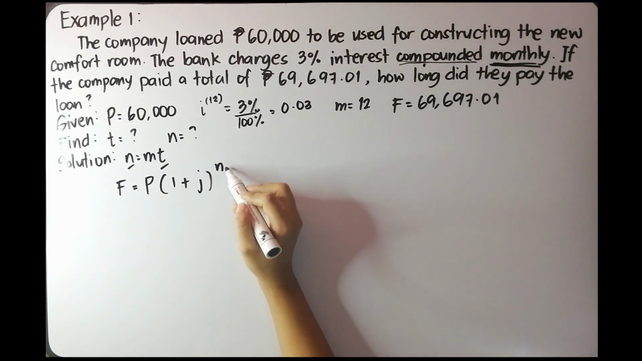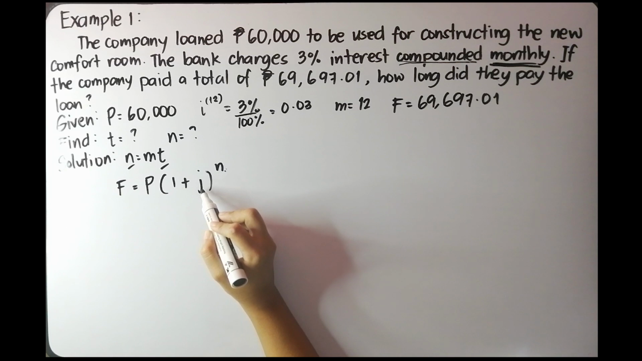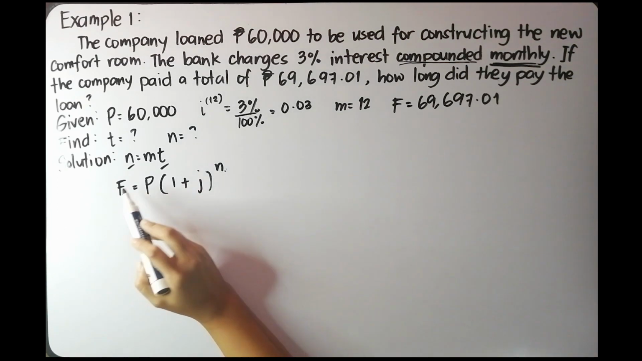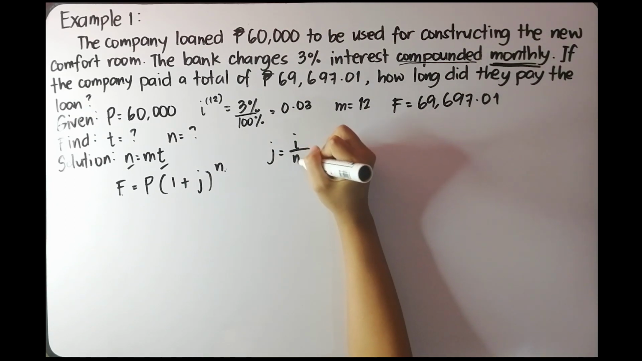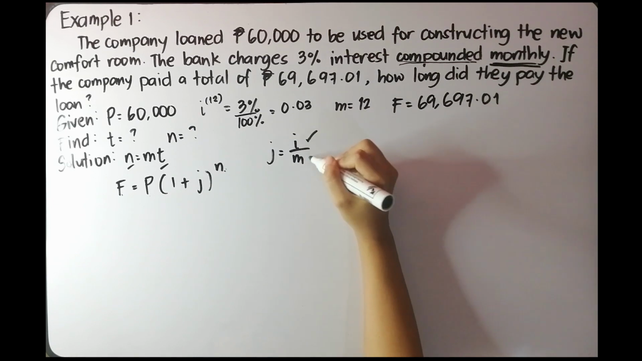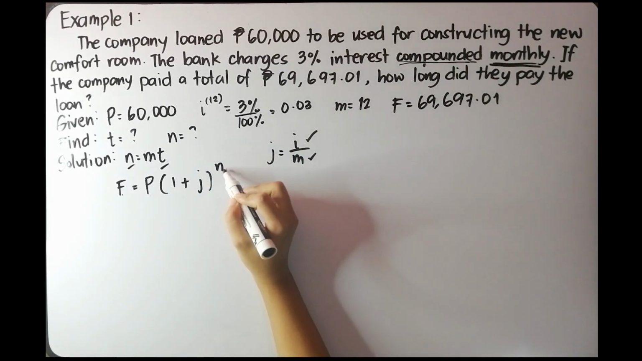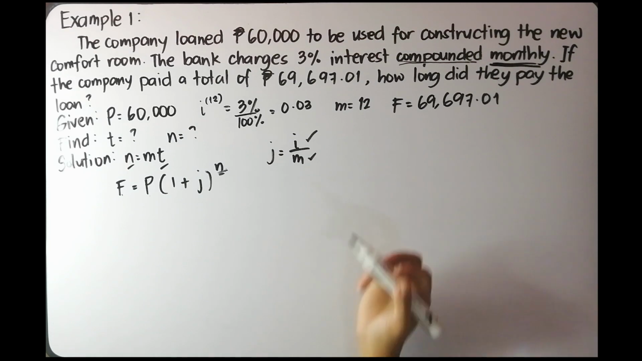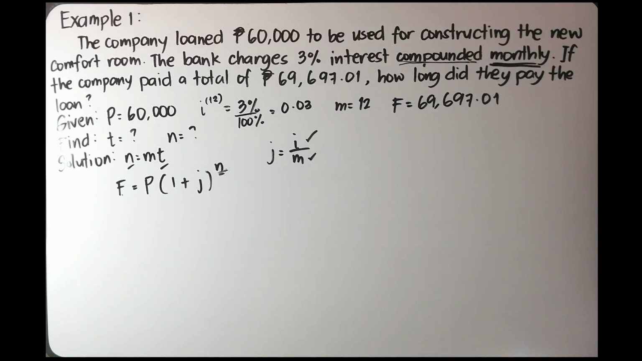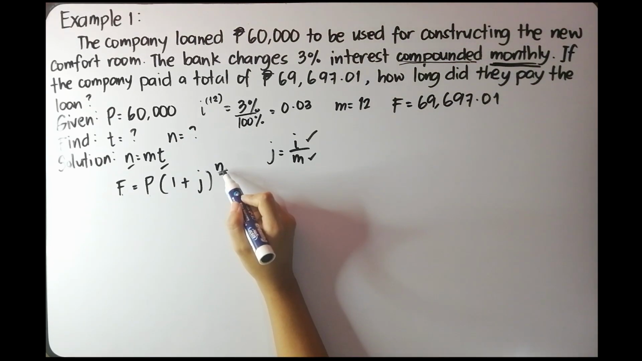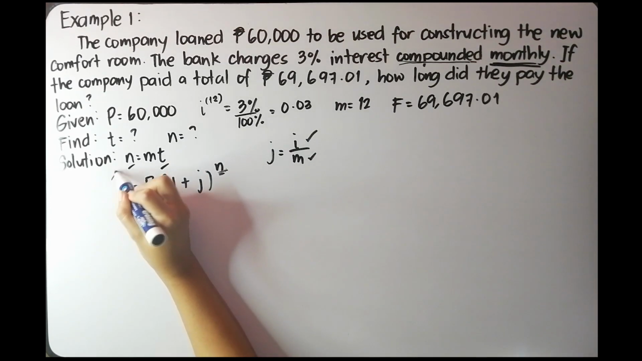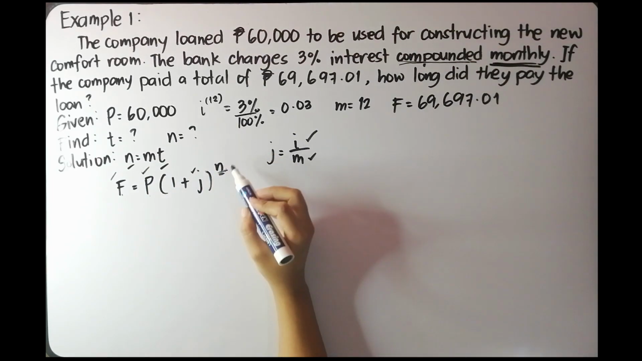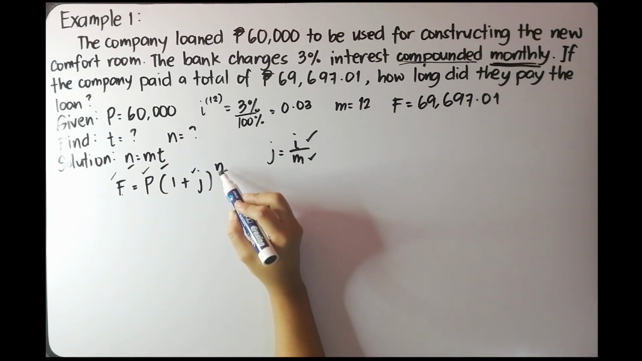So how can we get the value of N, given we have P, F, and the formula for J, which is I divided by M? We have this given and this given, so we have the J. So the missing value in our equation is N. How can we get that? Let's solve for the value of N. In solving this equation, we have an example here of a logarithmic equation.